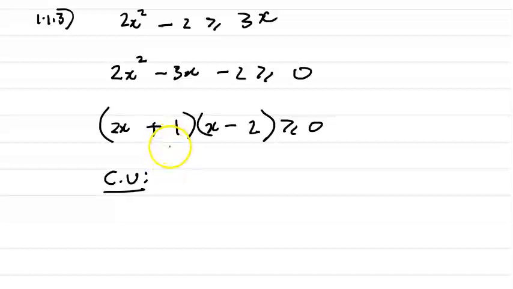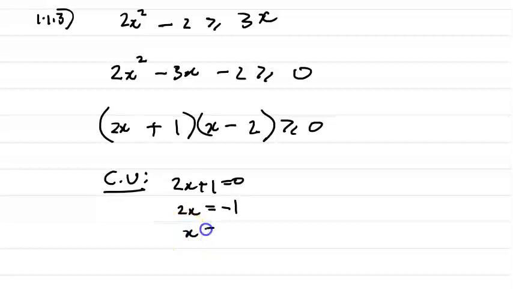Remember, in order to get your critical values, you need to take each factor and equate it to 0. So 2x plus 1 equals 0, 2x equals minus 1. Therefore you're going to get x equals minus half. And then over here, we'll say x minus 2 equals 0. So x equals 2.